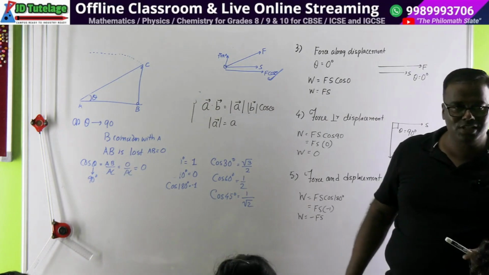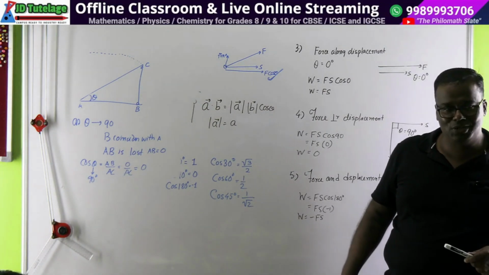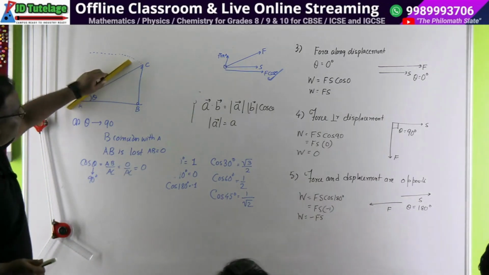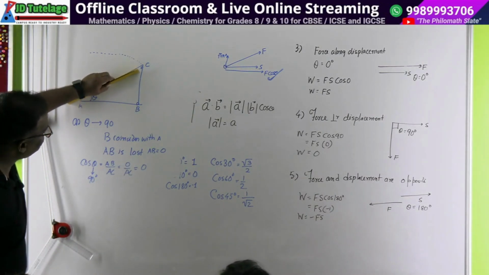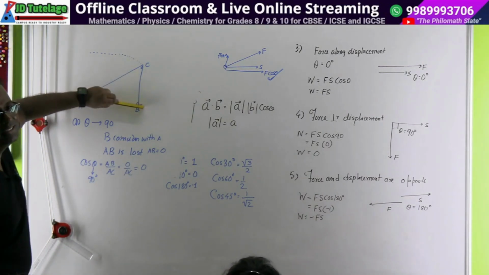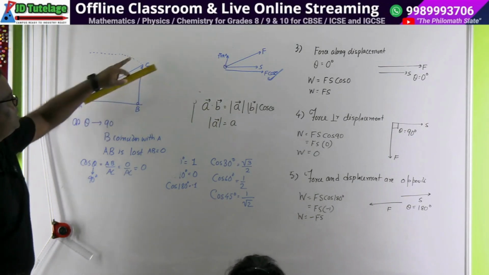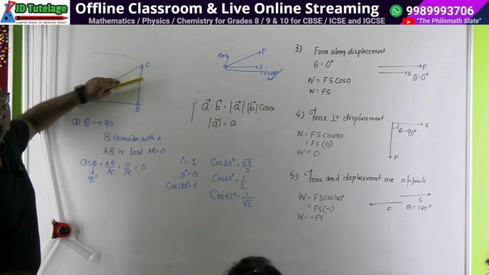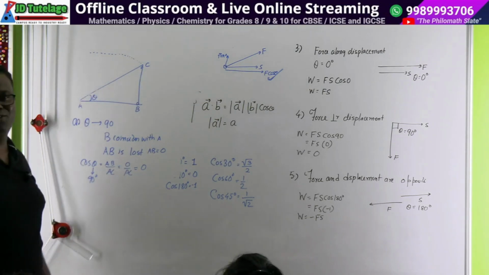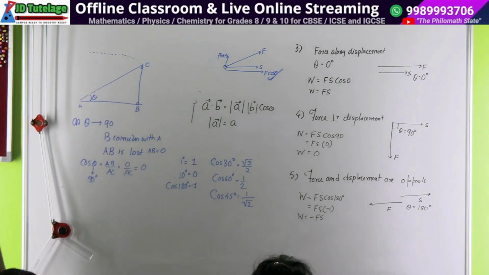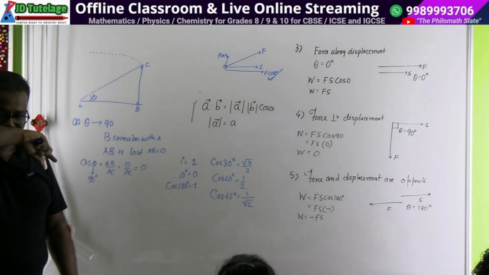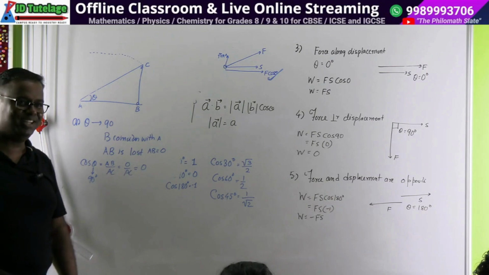Now next question is, why is cos 0 equal to 1? Why is cos 0 equal to 1? Cos 0 means C touches with B. That means AC and AB become equal in length. AC and AB become equal in length. So it is 1. Understood? You are growing up, you have to study bigger things slowly.